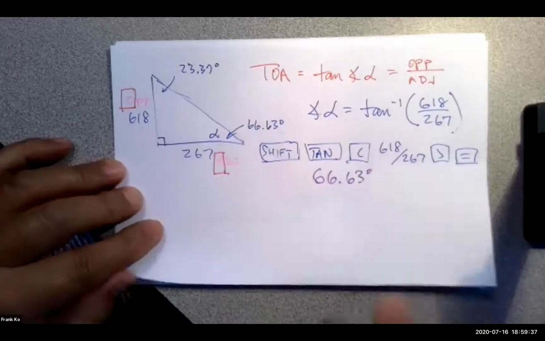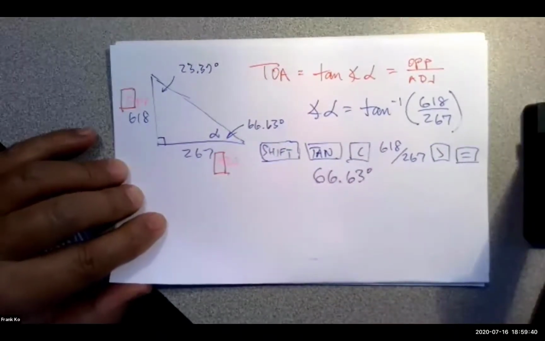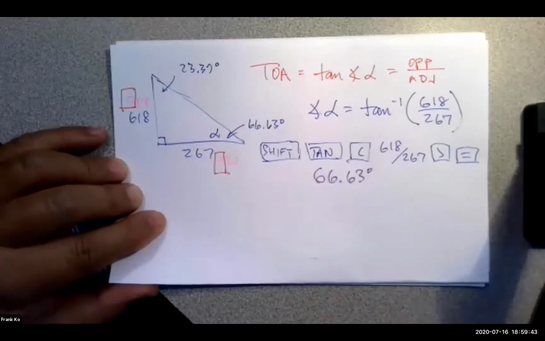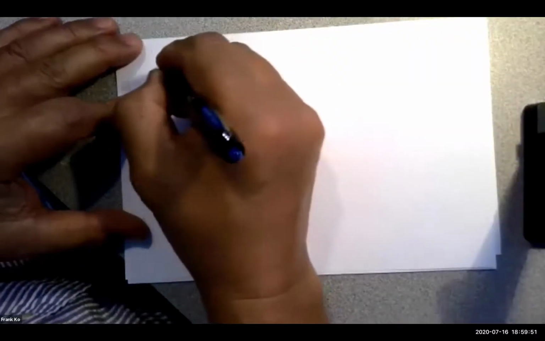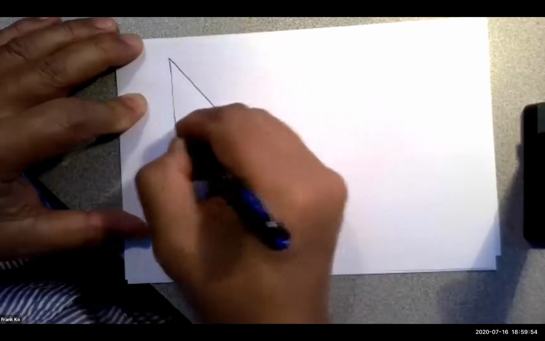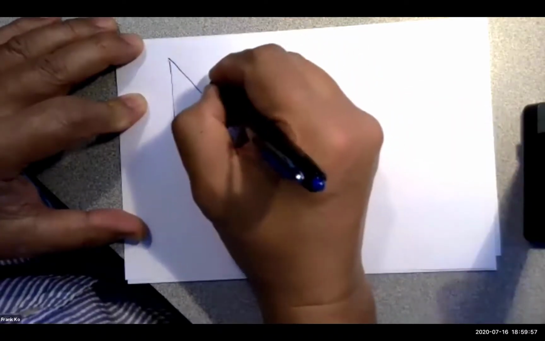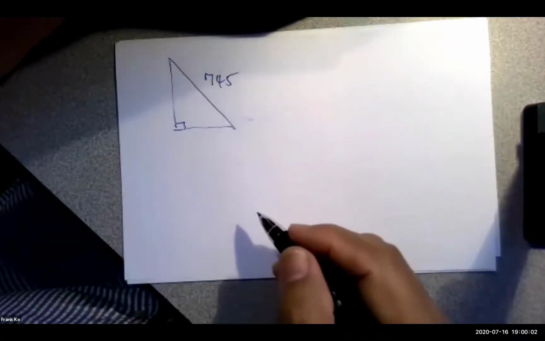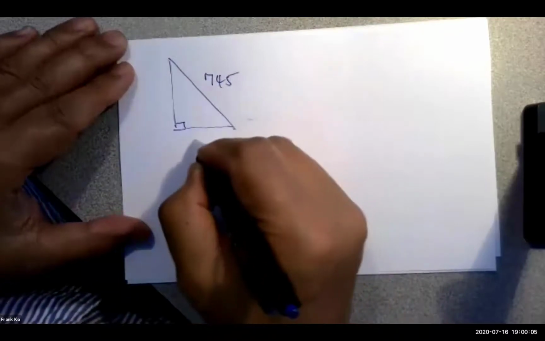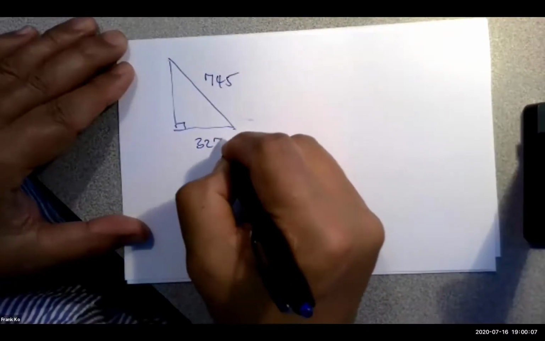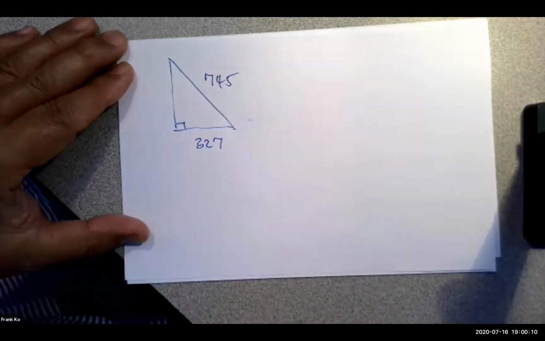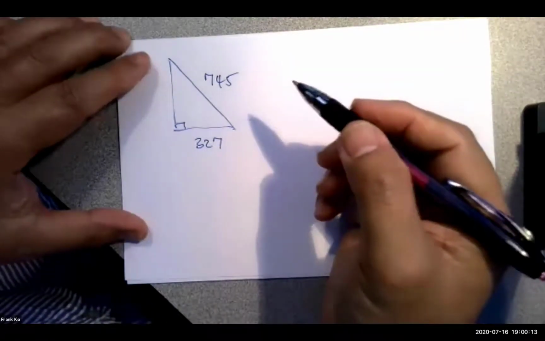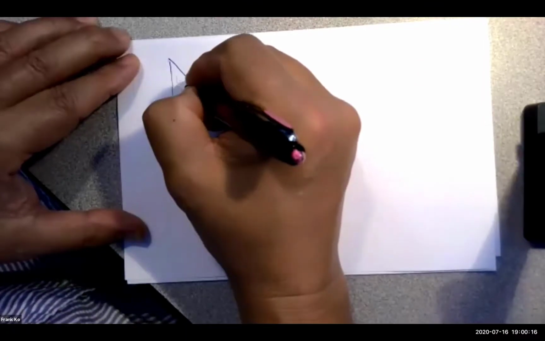All right, let's try another triangle. I have a bunch of them. Let's go ahead and do this. I'm going to give you here 745, and this will be 327. And I'm going to give you an angle of interest. The angle of interest here will be this guy right here. Here will be my theta.